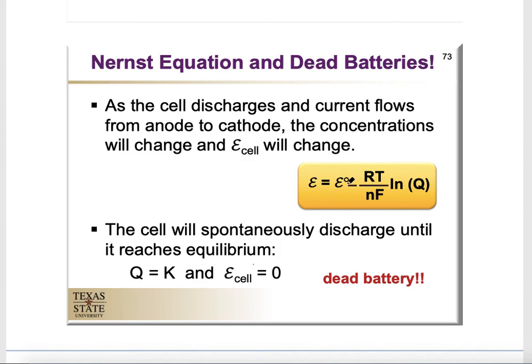And so eventually you're going to have E0 minus E0. So eventually you're going to have a cell potential of 0. And therefore you're going to have a dead battery. No more potential to drive your electronic device. So that's something to keep in mind.